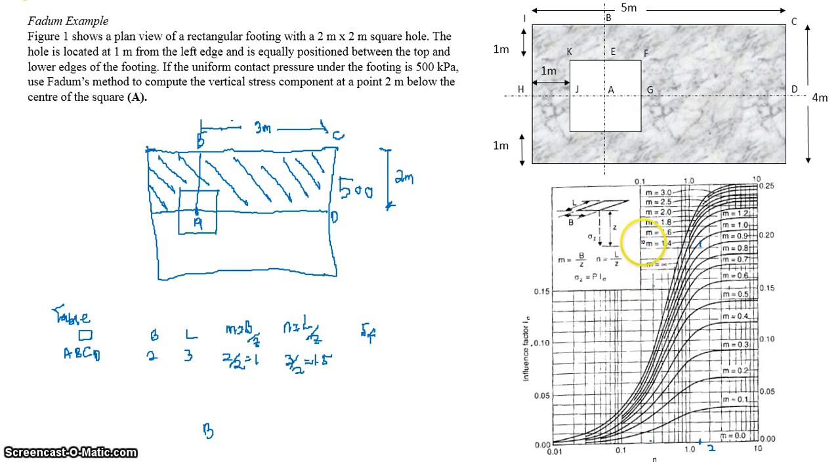0.16, 0.17, 0.18, 0.19, 0.195. So the influence factor you get is 0.195. And for the stress of this square, you have 500 times 0.15.